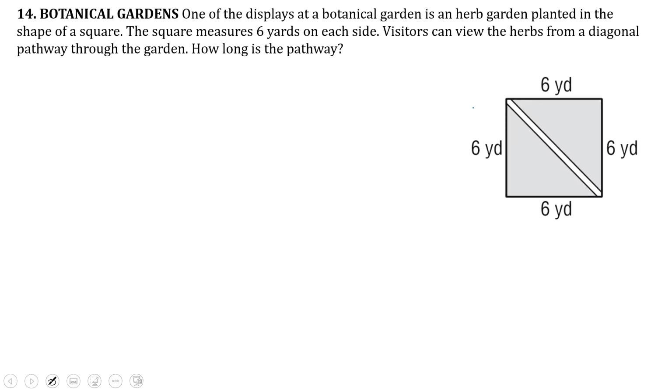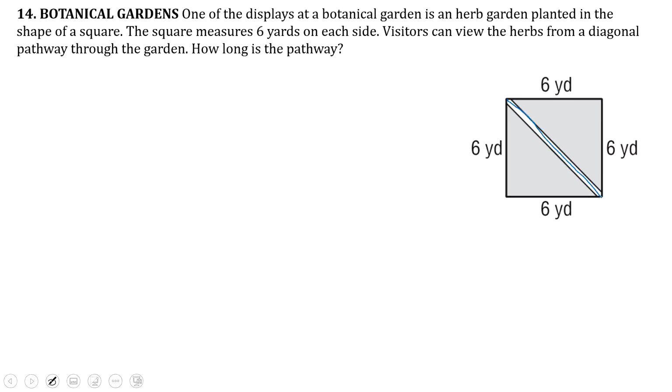Word problem here. One of the displays of a botanical garden. They planted in the shape of a square. The square measures 6 yards on each side. We can view the yards on a diagonal path. They want to know how long this path is. So they're looking for this side, which is what, everybody?